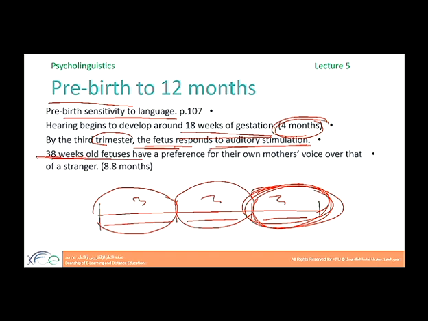38 week old fetuses have preferences for their own mother's voice over that of a stranger. So just before birth, they prefer their mother's voice to that of strangers, and that tells us that they know that this voice belongs to the mother, or this sound is familiar and that stranger's voice is not familiar. All right, and they measured this by looking at the movements of the fetus. So it responds differently when the mother talks versus when the fetus hears someone else. So this is our first experience with language, more or less. Pre-birth sensitivity to language is our first experience with language.